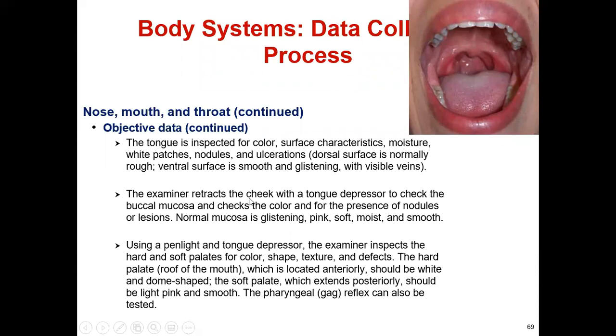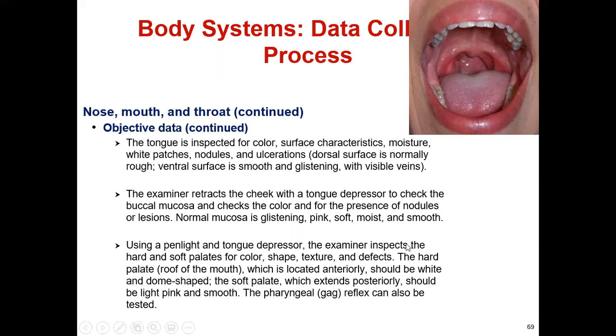Retract the cheek with the tongue depressor to check the buccal mucosa, check the color, and also check for the presence of any kind of nodules. Normal mucosa inside the mouth should be pink, soft, moist, and smooth. We can also use the pen light and tongue depressor.